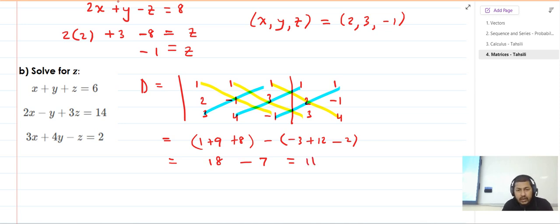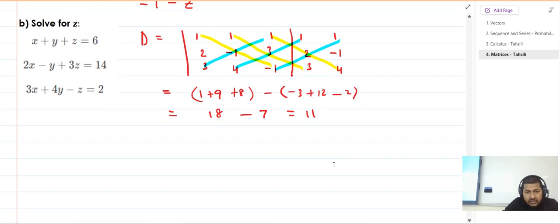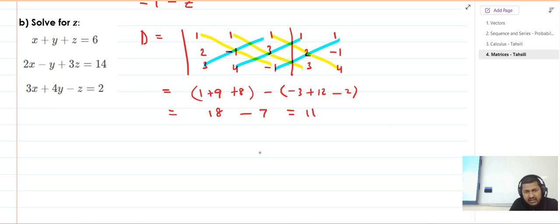Negative 1, 9, 8, negative 3, 12, 2. So that should be fine. Just double check your answer. If you have any queries, don't forget to comment in the comment section below. Right, let's see. I have 11 as my answer.